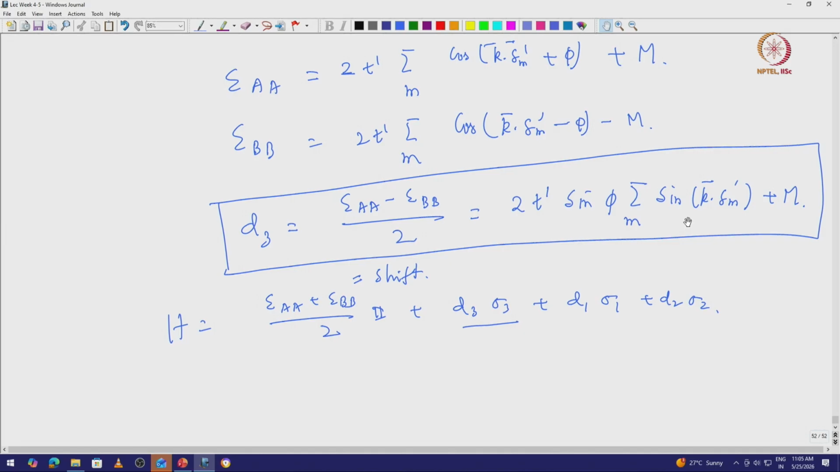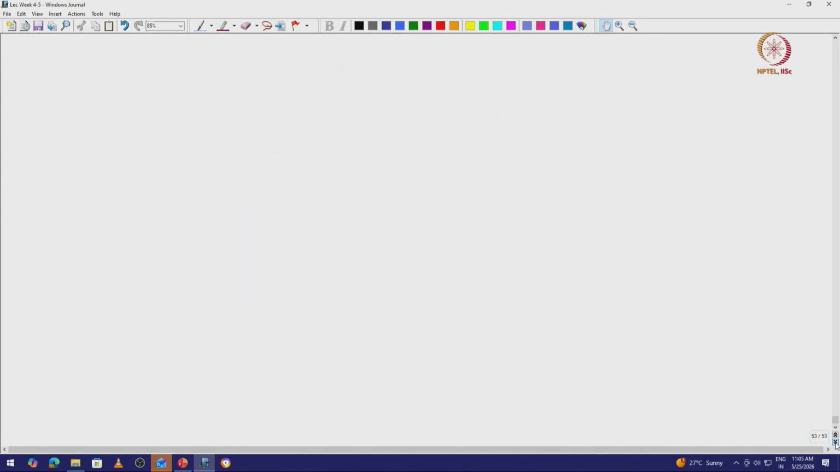Right? The condition gives us that sin phi has to be less than m by 2 T prime.